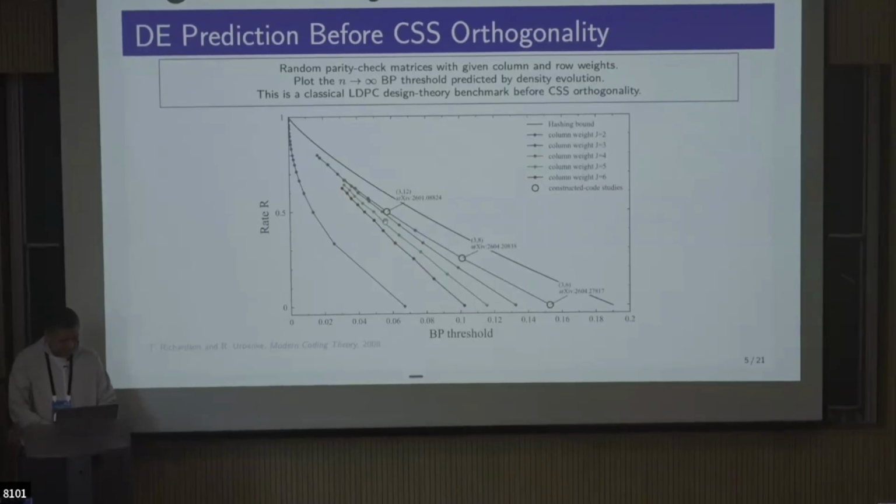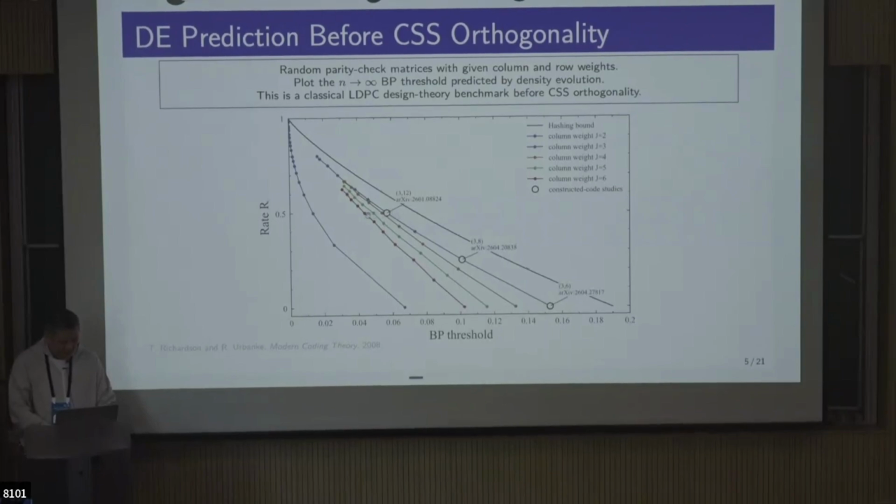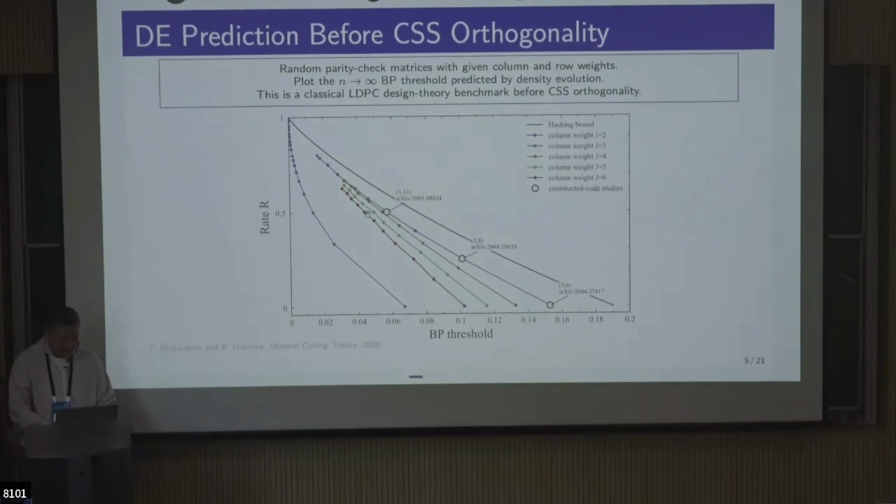The plotted points also show a simple trend. As the column weight increases from 3 to 4 to 5, the BP thresholds become slightly worse. The higher column weight creates more edges, so it becomes harder to avoid small cycles that degrade BP performance.